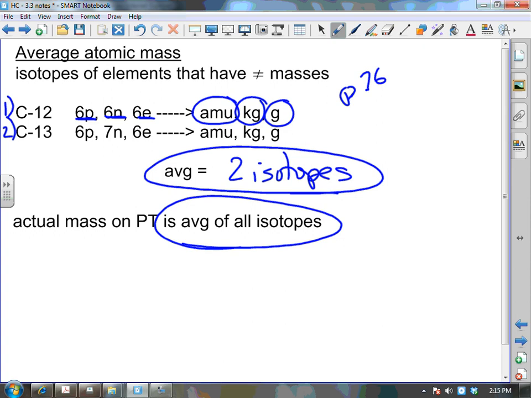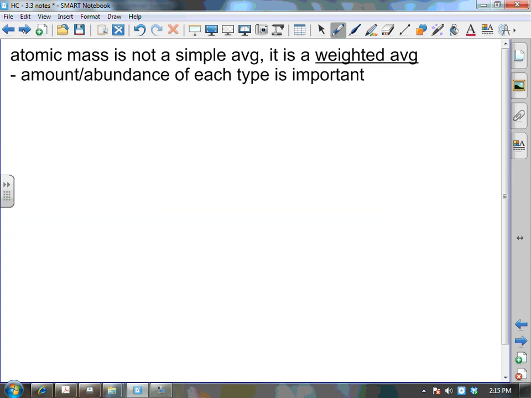So that's what we're going to focus on here: what's the number on the periodic table? Well, it's an average. Now, when we talk about this average, what kind of an average? It's not a simple average. It's actually a weighted average. Now, what's a good comparison? Your GPA. An A in an honors class is worth more than an A in a regular class. A B in an AP class is worth more than a B in an honors class. So when we figure out the average of all the types of carbon, we have to take into account how much carbon is there of each type.